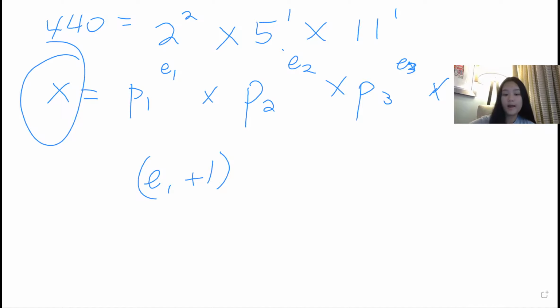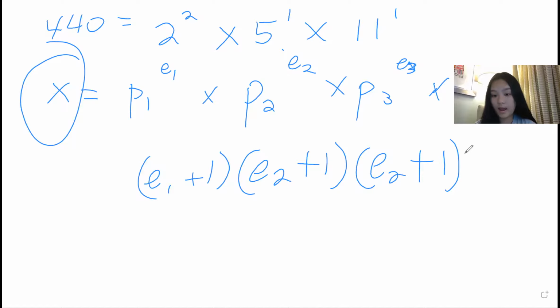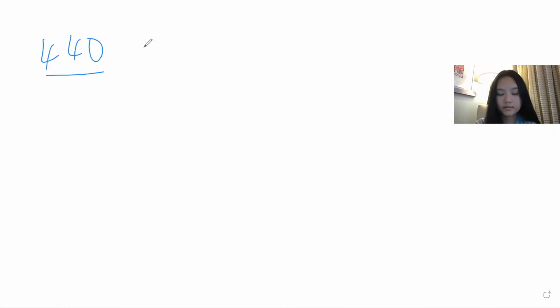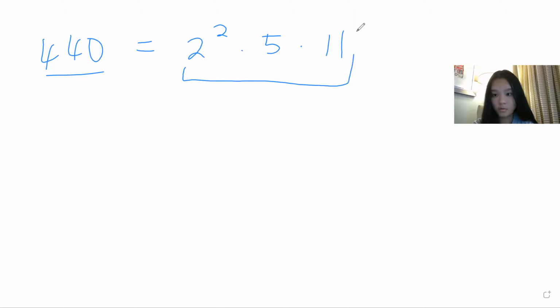And how you find the number of divisors it has is that you add 1 to each of the exponents and multiply them. I'll explain how that works in a second. And that gives you the number of divisors. Really cool, right? Because how it works is that if you have a divisor of 440, let me clear the page. If you have a divisor of 440, then it must be expressed by these three primes with some exponent, right?